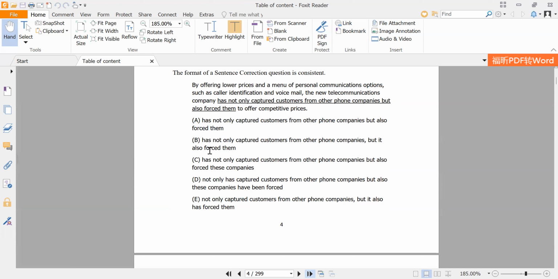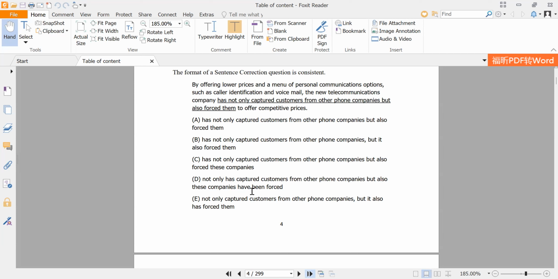For A it is "forced them," and for B it is "but it also forced them." And C is "forced these companies," not "them." For D, it is "these companies have been forced," so a subject-verb clause instead of a verb phrase like "forced them" in A, or "also forced them" in B, or "forced these companies" in C. These 3 are verb phrases, but in D, this is an actual entire subject-verb clause. So those are the splits, the differences among the 5 answer choices.